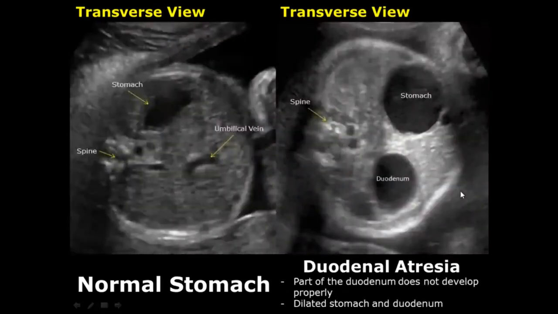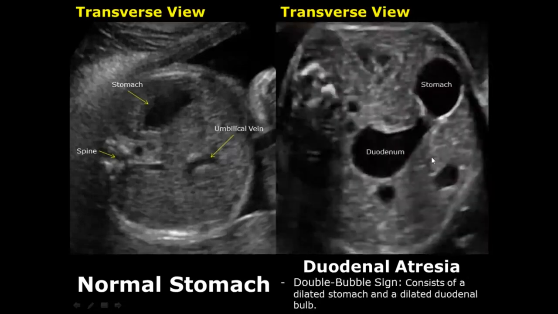We cannot see a normal fluid-filled duodenum on ultrasound. Usually it is not visible. Only when it is dilated, it is visible. Now this similar condition can also occur with the duodenum. In duodenal atresia, part of the duodenum does not develop properly. This leads to dilatation of both the duodenum and the stomach. Here we see two dilated structures. One is the stomach and this one is the duodenum.